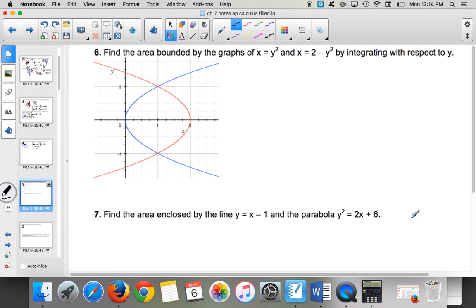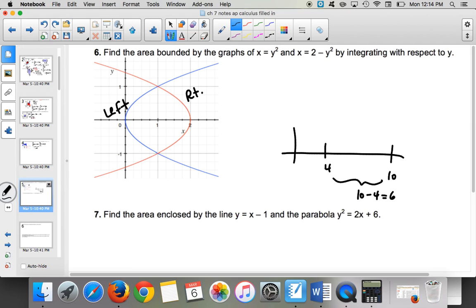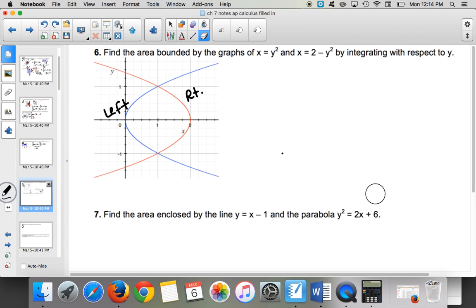Okay, so we're going to do the right minus left thing. Remember, we just talked about that. We said if I have 10 to 4, then this distance is 10 minus 4, which is 6, right? So we're doing the right curve minus the left curve every single time. But previously, we went from x value to x value for our limits of integration. What do you think we're going to do here? Y value to y value.